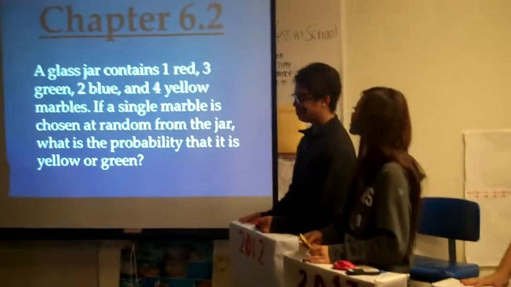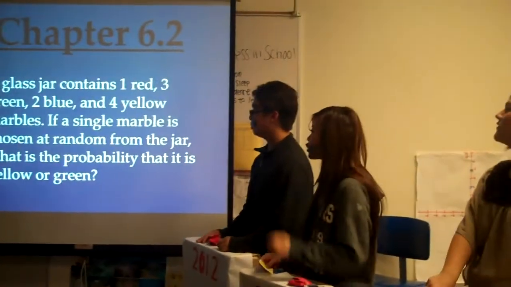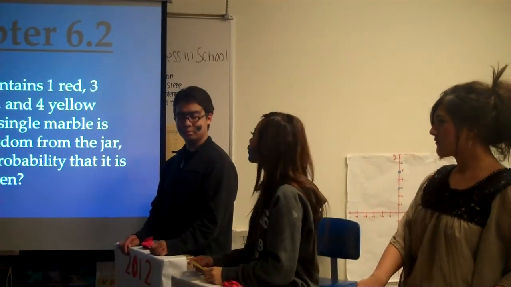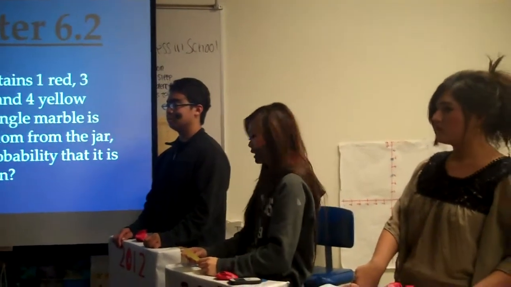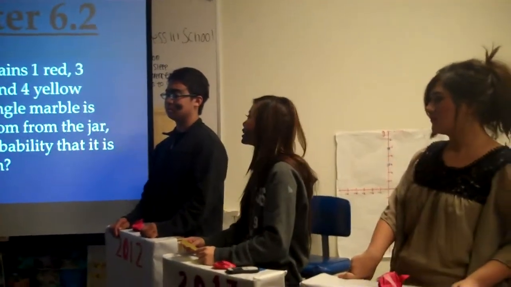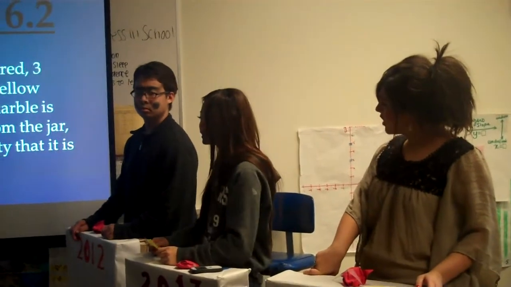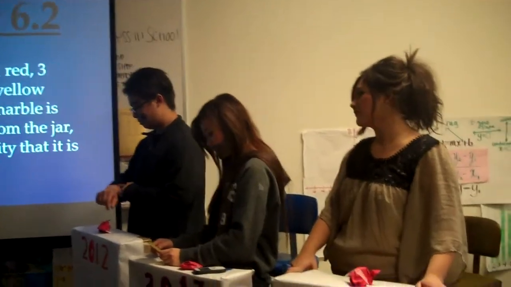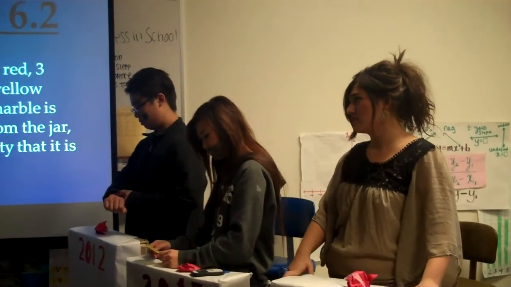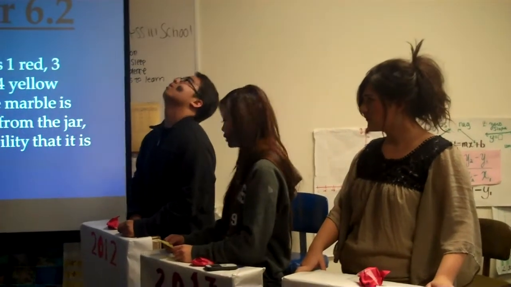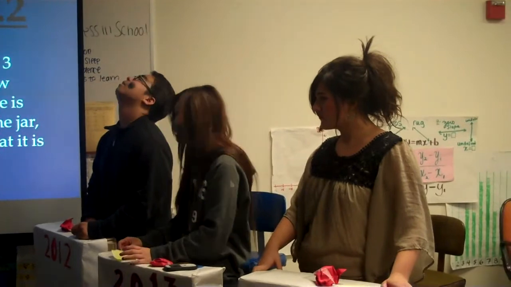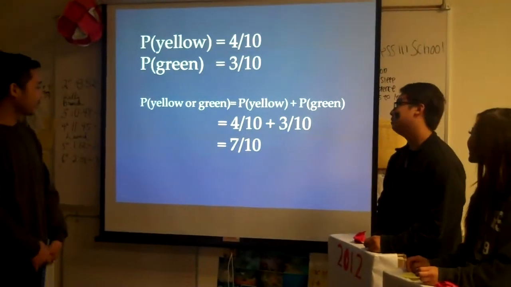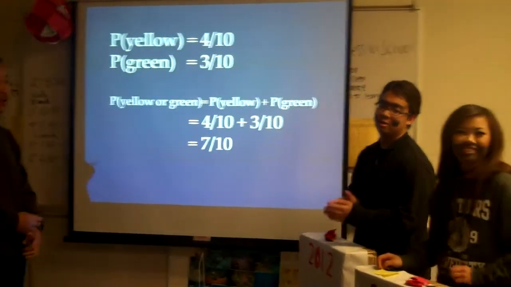Yes? Okay, so since there are 10 total marbles in the jar, there are 4 yellow marbles out of 10 and 3 green marbles out of 10. The question is, what is the probability that it is yellow or green? So you would add both probabilities together. The probability of yellow is 4 out of 10 plus the probability of green is 3 out of 10. So the total would be 7 out of 10. Let's see if that's correct. That is correct. Good job. You get 200 points for that round.